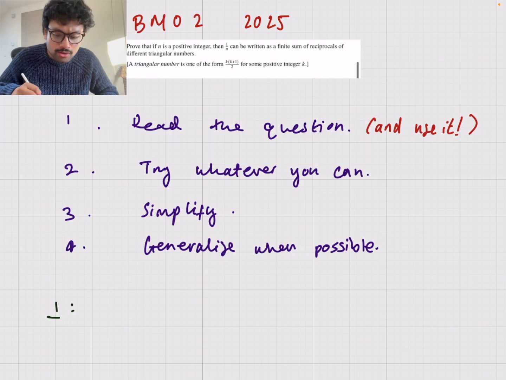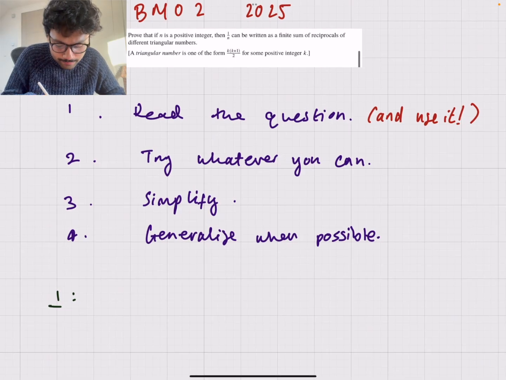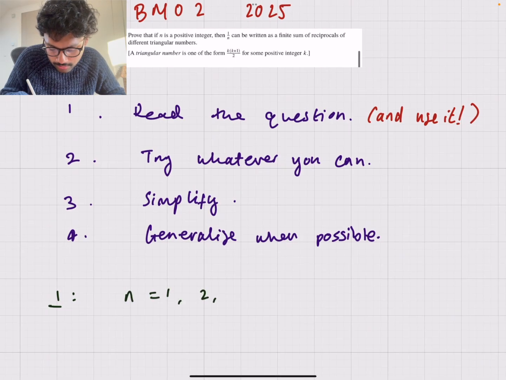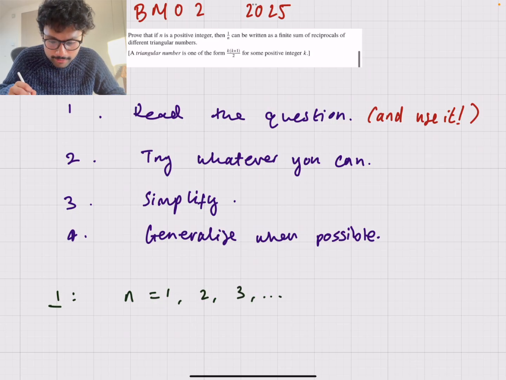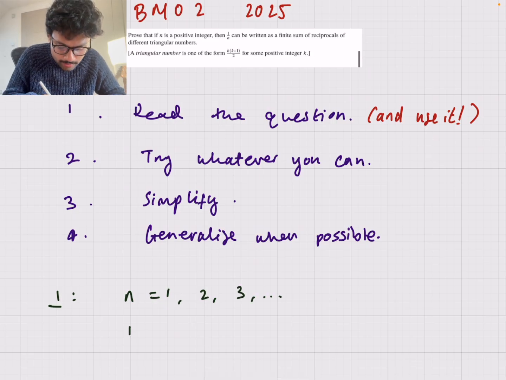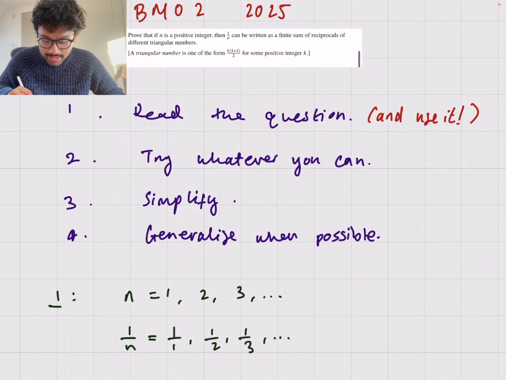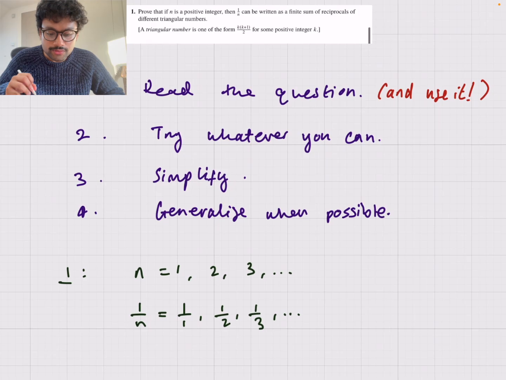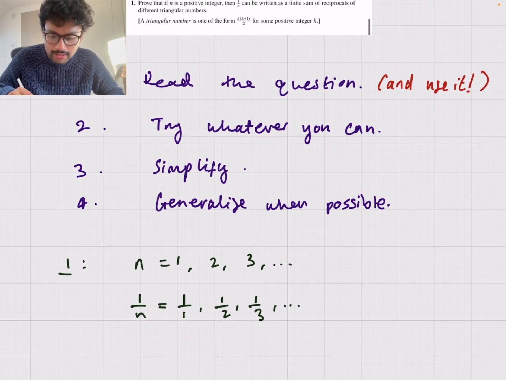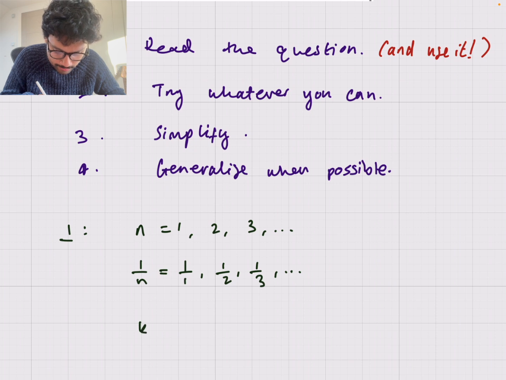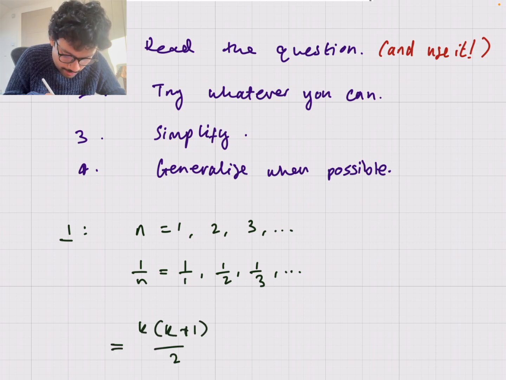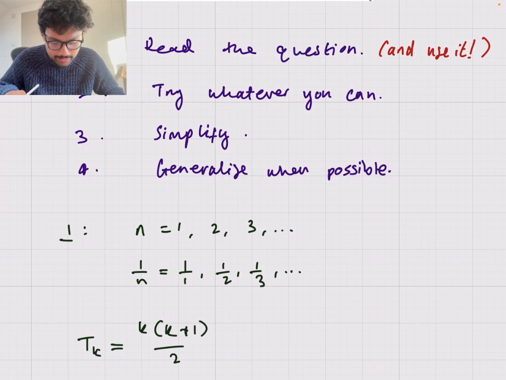So if n is a positive integer, so n equals 1, 2, 3, and so on, then 1 over n, which is 1 over 1, 1 over 2, 1 over 3, and so on, can be written as the sum of different triangular numbers. So what does that mean? Well, they tell us what a triangular number is, in that we have k times (k plus 1), divided by 2, and this is the kth triangular number.